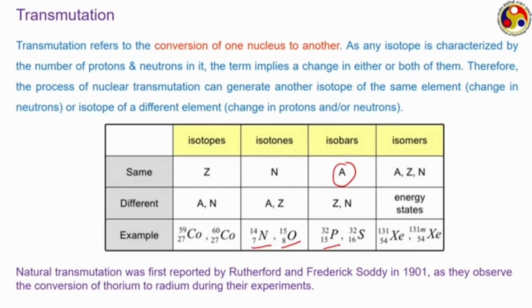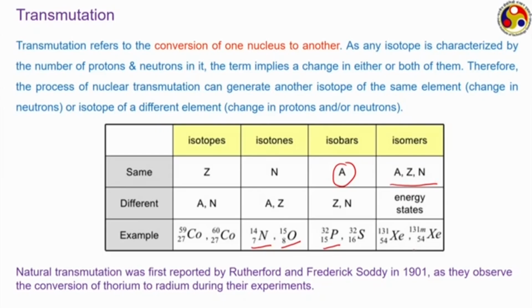So, this is isobar, and finally, isomer. Isomer basically refers to the isotope of the same element, or in fact, I should not call them two different isotopes, because they have the same number of protons and neutrons, giving identical values of atomic number and mass number, however, their energy states are different.